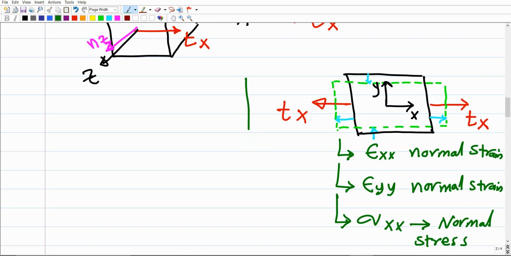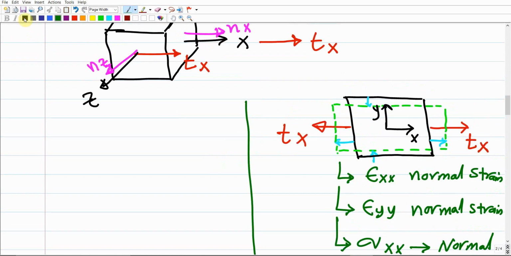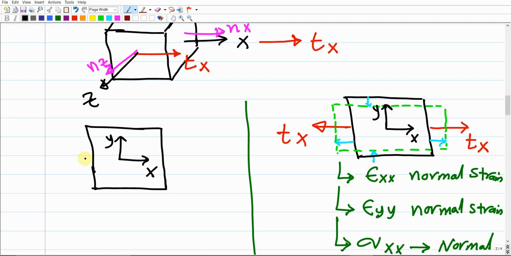Make sense? Now let us consider the other situation, the same two-dimensional box here. Again, this is the x-axis, and this is the y-axis. Now we're going to use the same Tx. But this force, which was acting on the surface whose normal is the x-axis, I'm now going to make act on the surface whose normal is the y-axis, which is this surface. This is the ny surface. It's still the same force, which is Tx.